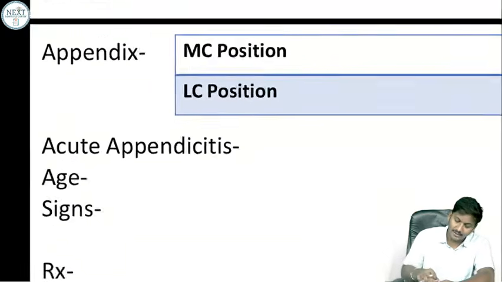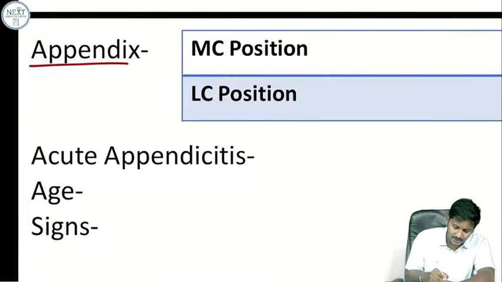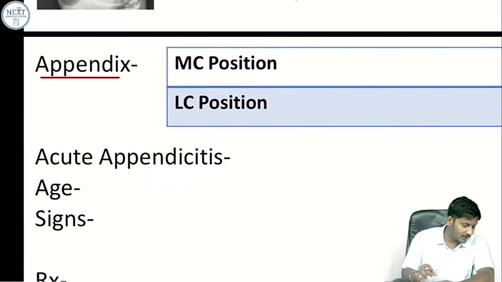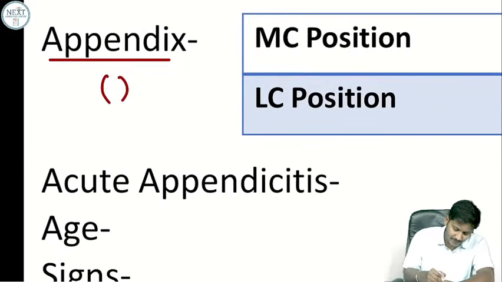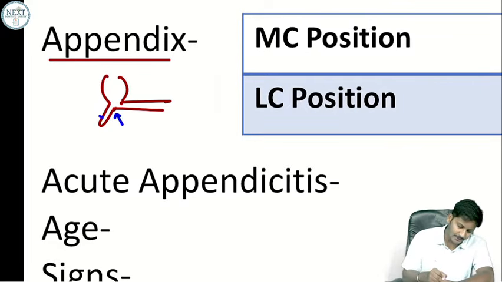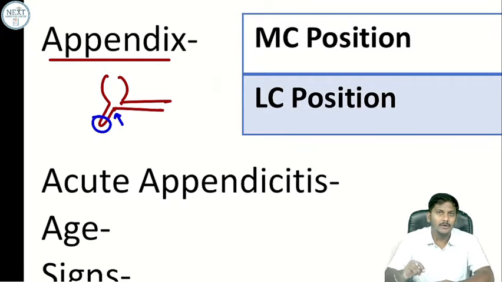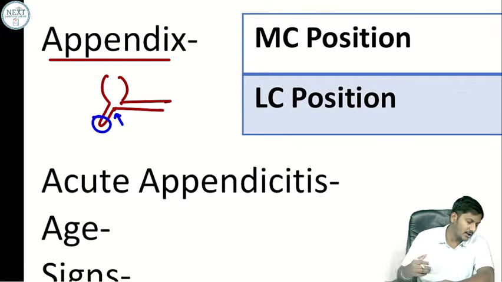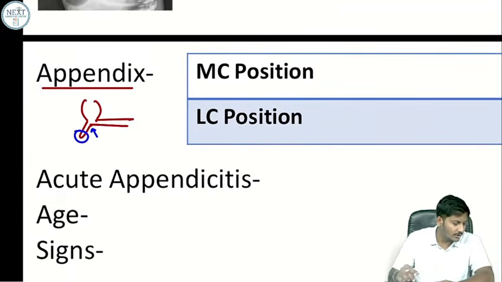Great. Now, let's talk about the next part, that is nothing else but appendix. If I talk about appendix, we know appendix is usually a blind tubular structure present at the ileocecal junction, right? हमें पता है that the base of the appendix is going to be fixed, but the apex keeps on varying in position or location. अलग अलग जगह पे होता है apex. That is what is important to remember.